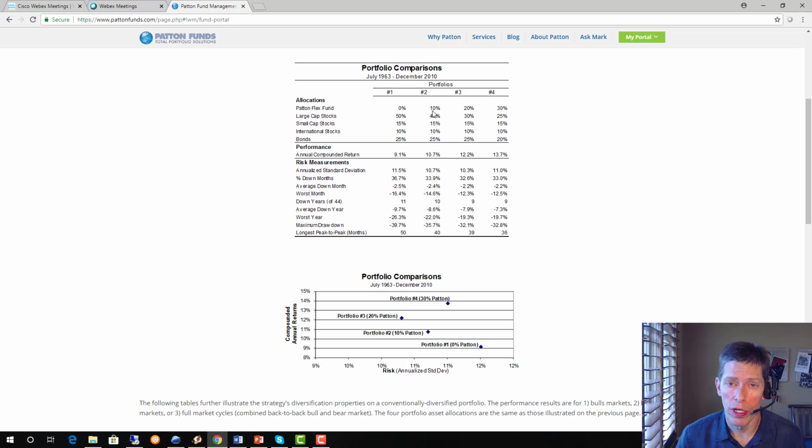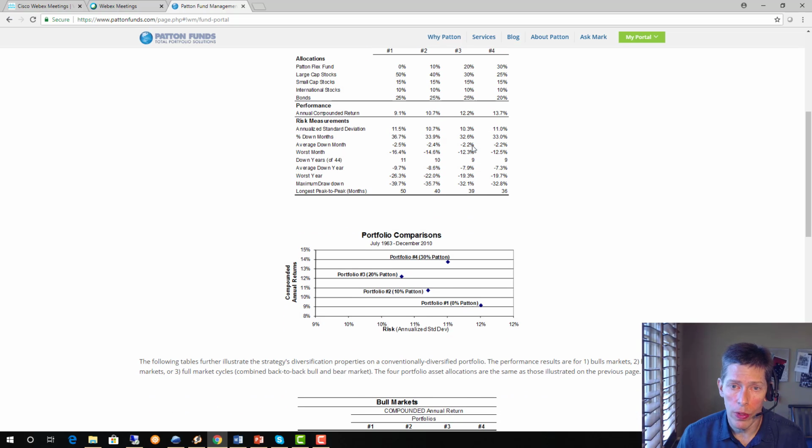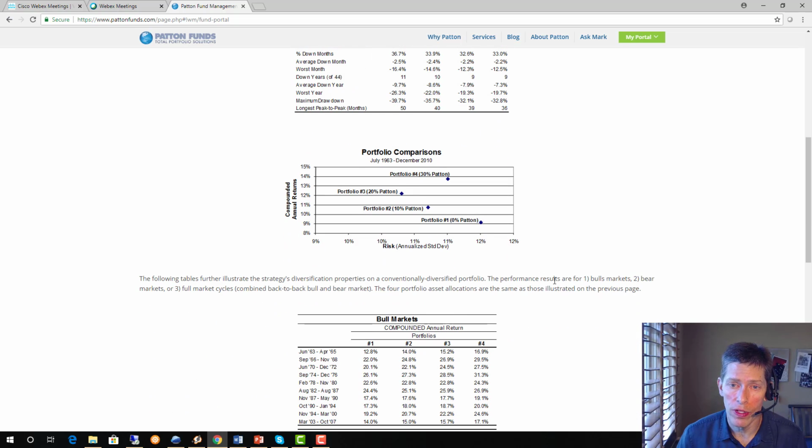Then you go across here, and the first one has 10% Patton, and we simply took it out of stocks. And then 20% we took it out of stocks, and 30% we took it mostly out of stocks and a smidge out of bonds. So you can see portfolio 1 has no Patton all the way over to 30% Patton. If we scroll down here, we can look at these numbers, but I think the graph is an easier way to look at this.